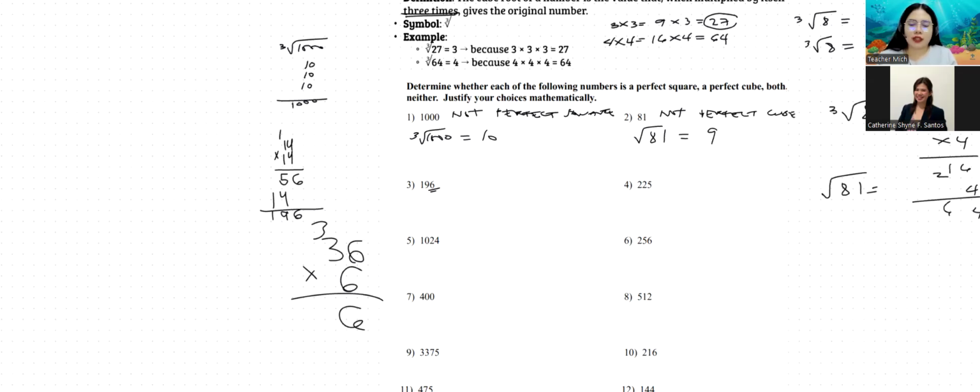Familiarization with the numbers can help us, Kate, to identify if it is a perfect cube or a perfect square. Is that more than 196? Okay, very good. So therefore, that number is not a perfect cube, but just a perfect square with a square root of 14. Okay? How about in number 4, anak?